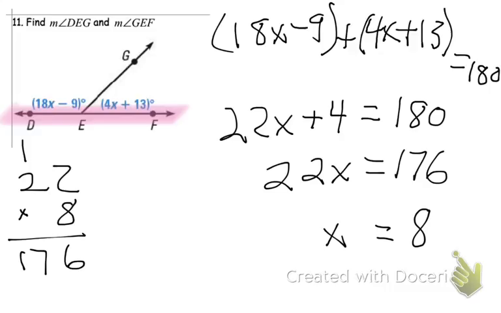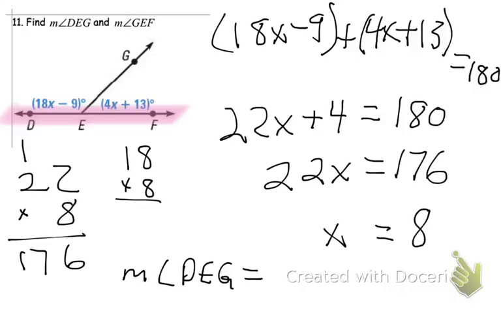I have to plug it in right here. So let's see. The measure of angle DEG is going to be 18 times 8 minus 9. I don't even know what 18 times 8 is. Let me see here. Let me get 4, carry the 6, 144, and then minus 9. So that's going to be 135 degrees.